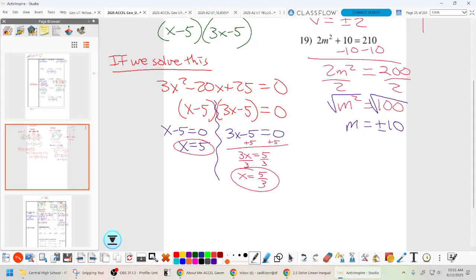Do you see that? What's 5 minus 5? 0. What's 0 times whatever this is? 0. Okay, 5/3 times 3 is 5. 5 minus 5 is 0. If this is 0, it's all 0. Cool, right? Quadratic solving is kind of neat, honestly, if you understand what's going on behind the scenes. Any questions on it?